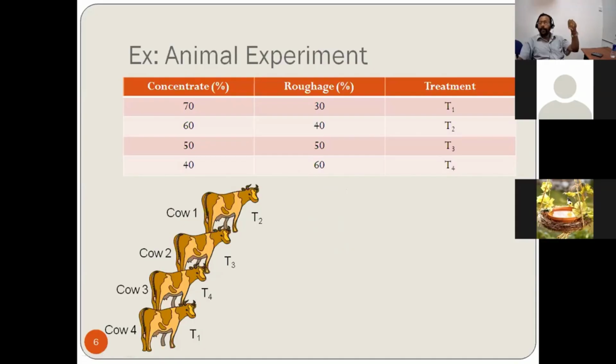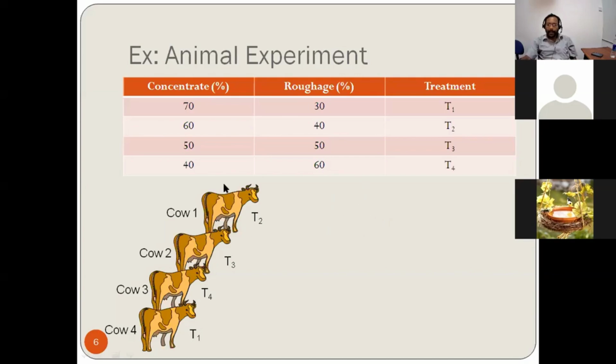Let's say we have 4 different compositions of fertilizer. So we need 4 plots like that: 2 into 2 meter plot 1, plot 2, third one, and fourth one. Each plot will receive a single treatment or single treatment combination of fertilizer. That is how we call it an experimental unit, if you are doing any field experiment.